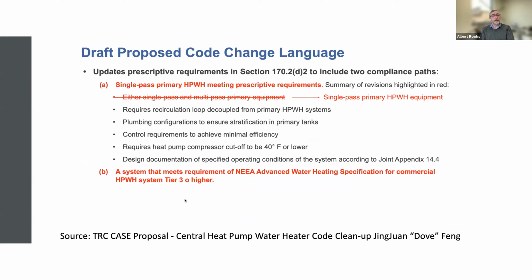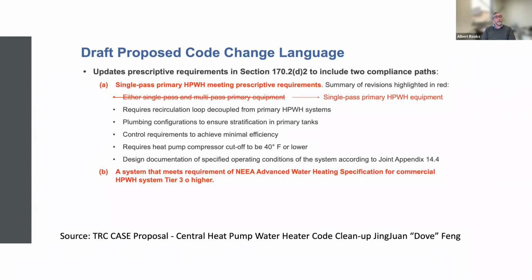And essentially what you see here is that they're getting rid of single pass and multi-pass. They're just saying we should probably go to single pass heat pump water heating equipment, and everything kind of builds on top of that. So revisions highlighted in red, it would be really going to single pass rather than multi-pass because it is the most efficient. Single pass that meets the requirements of the NEA advanced water heating specifications for commercial heat pump water heating system tier 3 or higher. So there's a list being built.